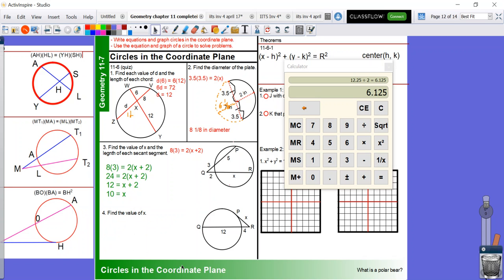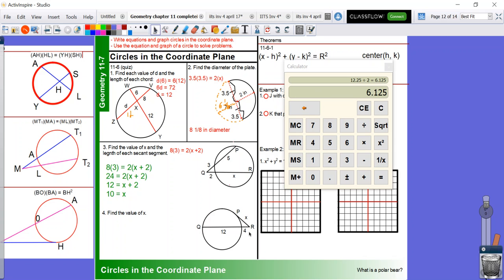For our last problem, we have the secant tangent theorem. The secant tangent theorem is very similar to the secant theorem, except we only have exterior parts of this tangent line. So we'll be multiplying the entire distance of the secant, in this case 16, times the portion of the secant that is on the exterior of the circle, 4.